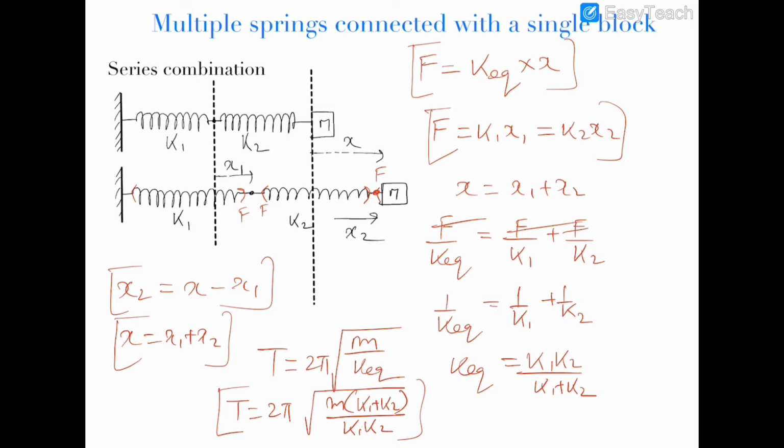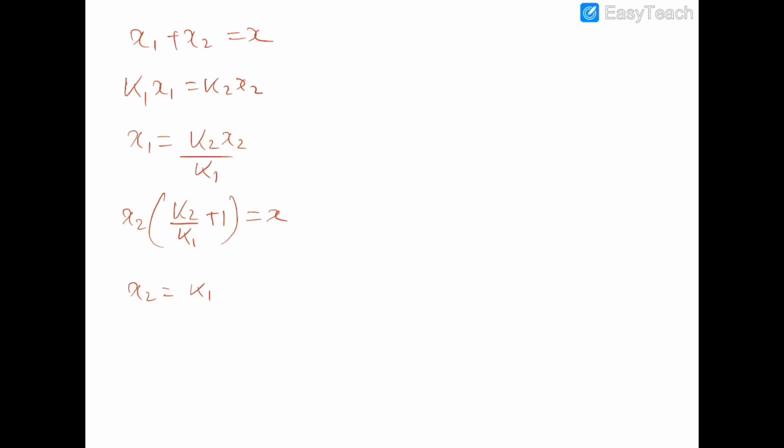Now if we have to find out the value of x1 and x2 in terms of x, then also we can find out that thing. To find out the value of x1 and x2 in terms of x, we can use two equations. The first equation is this one and the second equation is this one. According to the first equation, x1 plus x2 is equal to x, and the second equation says that K1 x1 is equal to K2 x2. So we can replace x1 in terms of x2 in the first equation. So this is K2 x2 by K1. So x2 is common, K2 by K1 plus 1, that is equal to x, and x2 is therefore equal to K1 x by K1 plus K2, and x1 is similarly equal to K2 x by K1 plus K2.